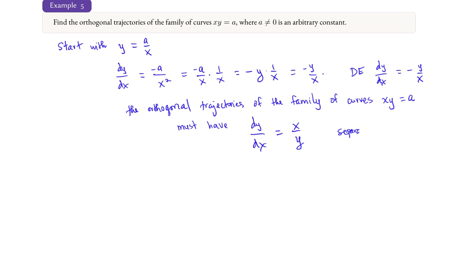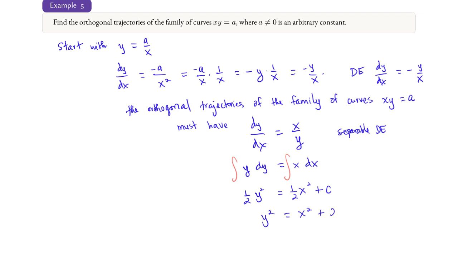And we see that this is the separable differential equation, y dy equals x dx. We integrate both sides of the equation with the corresponding variable, y on the left and x on the right. We have y squared equals x squared plus 2c. And we recognize that this is a family of hyperbolas.